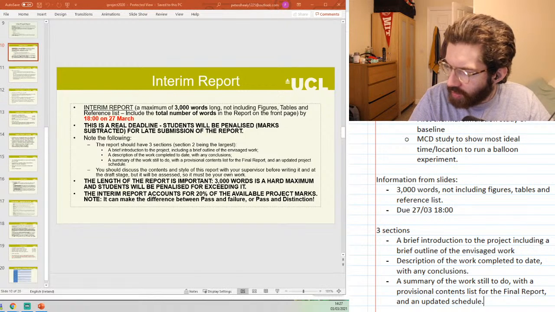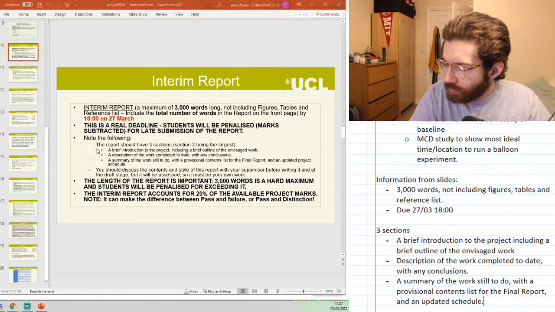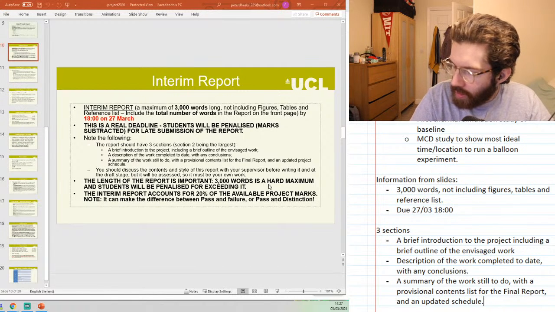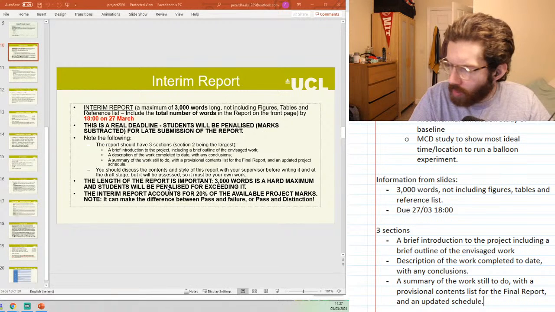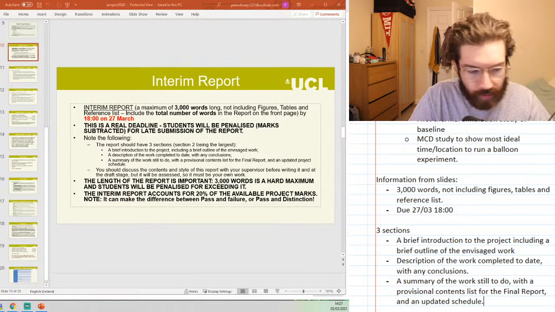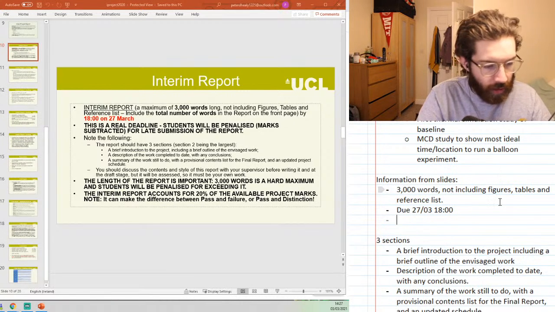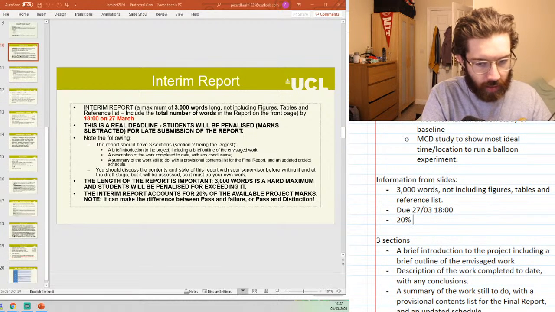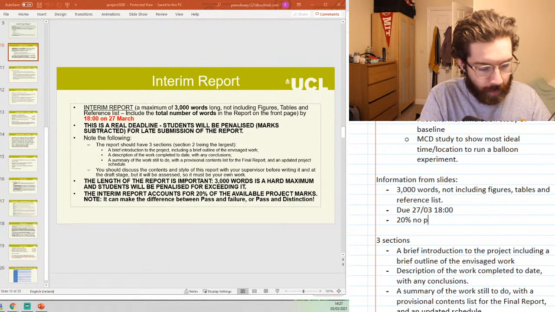Should discuss the contents and style of this report with your supervisor before writing it and at the draft stage, but it will be assessed, so it must be your own work. 3K hard maximum, you can't go over that. It's 20% of the available marks. Yeah, it's a big one. So let's put that here again. 20%. No picnic. Okay.